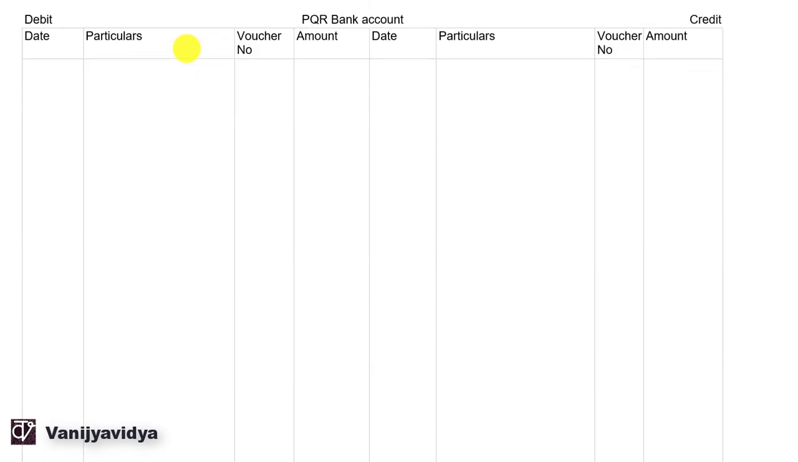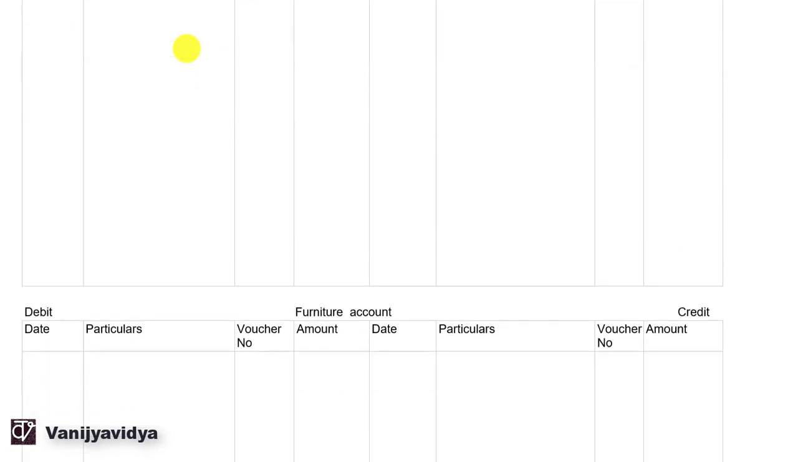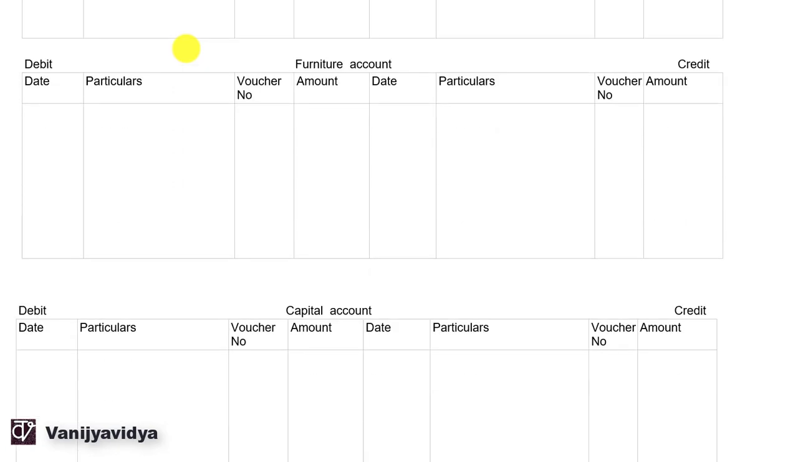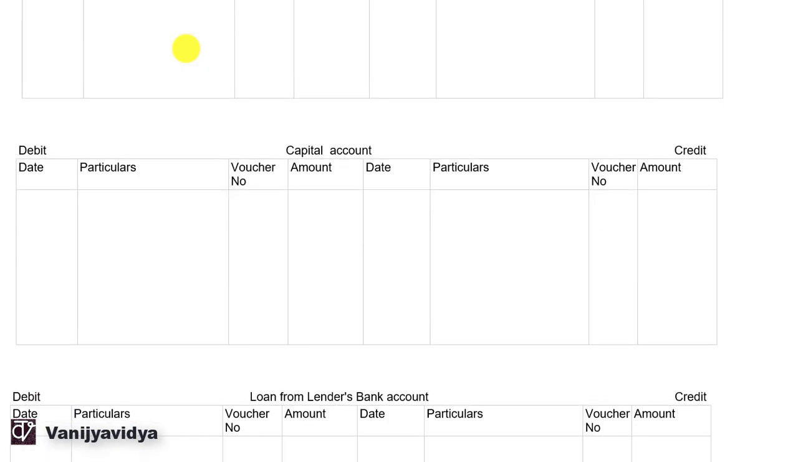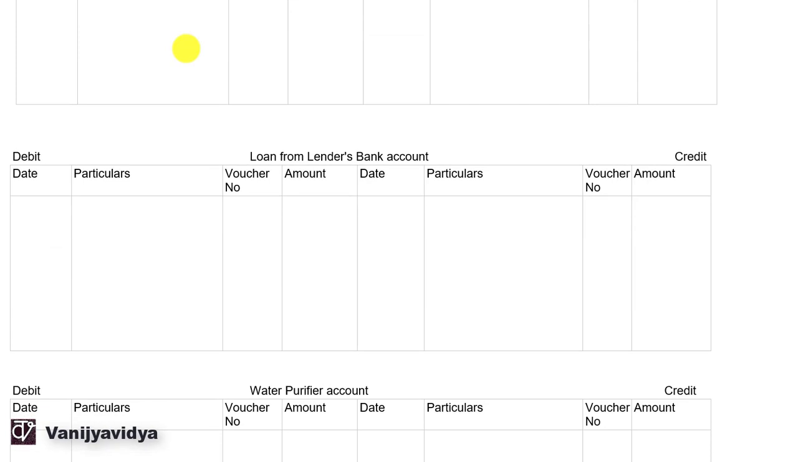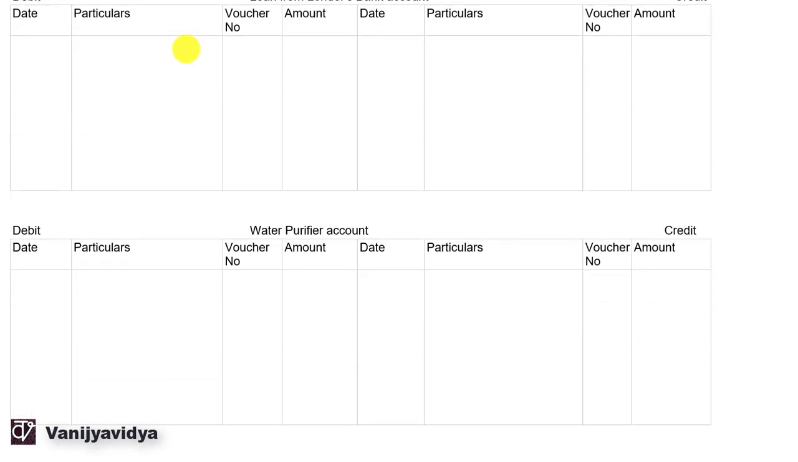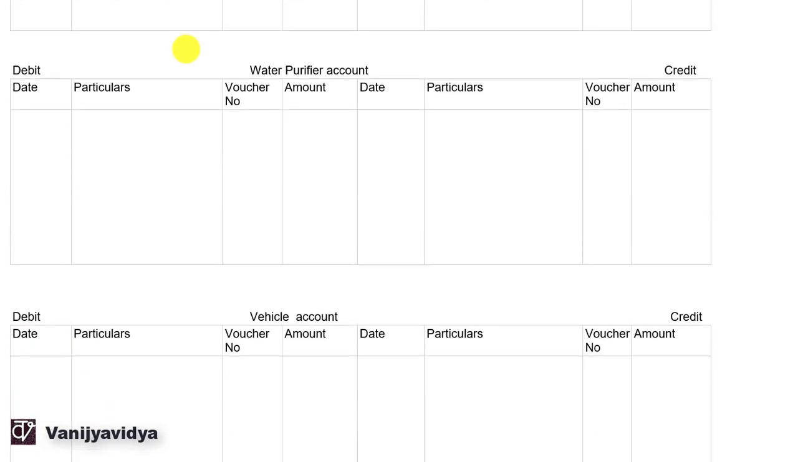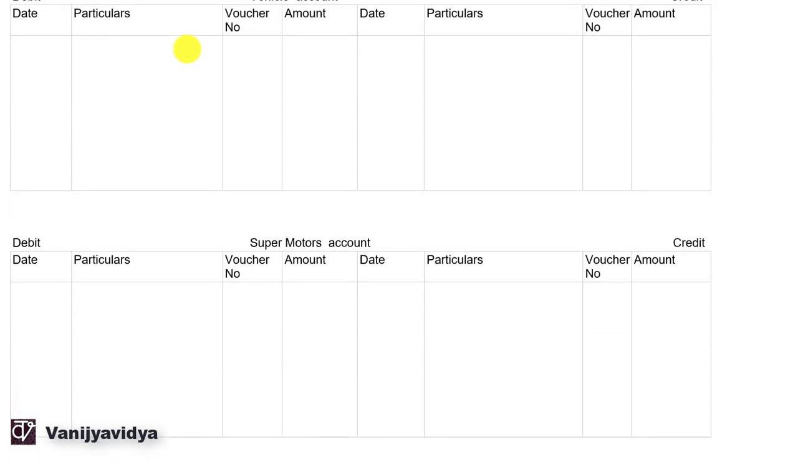This is PQR bank account. Then we have furniture account. Then we have capital account. We have loan from lenders bank account. Then we have water purifier account. Vehicle account.